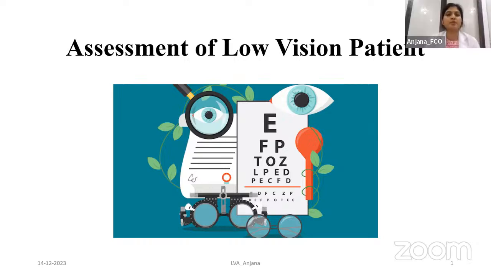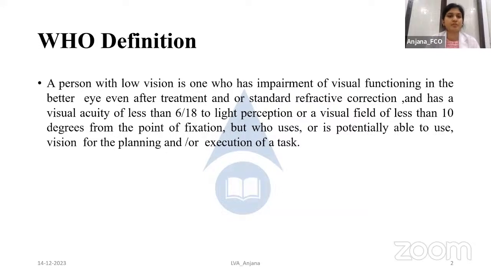Today's topic is assessment of low vision patients. WHO definition: a person with low vision is one who has impairment of visual functioning in the better eye even after treatment and/or standard refractive correction, and has a visual acuity of less than 6/18 to light perception, or a visual field of less than 10 degrees from the point of fixation, but who uses or is potentially able to use vision for the planning and/or execution of a task.